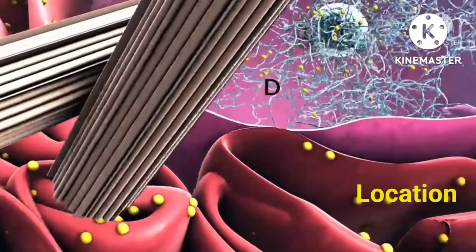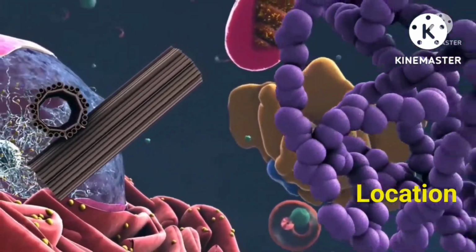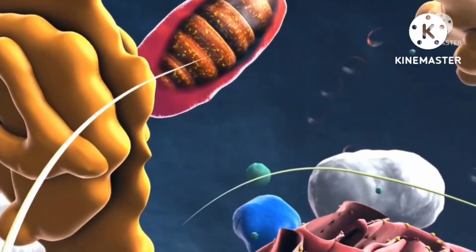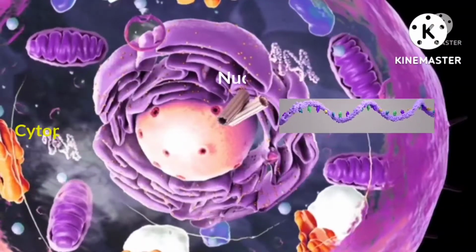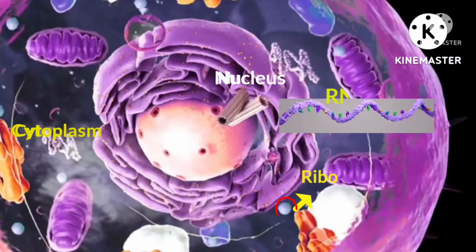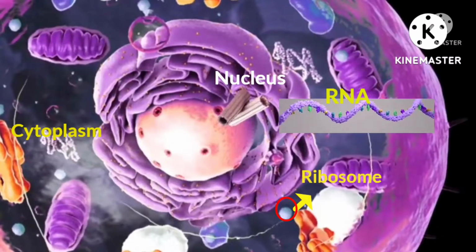Most DNA is located in the nucleus, but small amounts of DNA can be found in the mitochondria. RNA forms in the nucleolus and then moves to the cytoplasm. So it is found in the cytoplasm, nucleus, and in ribosomes.